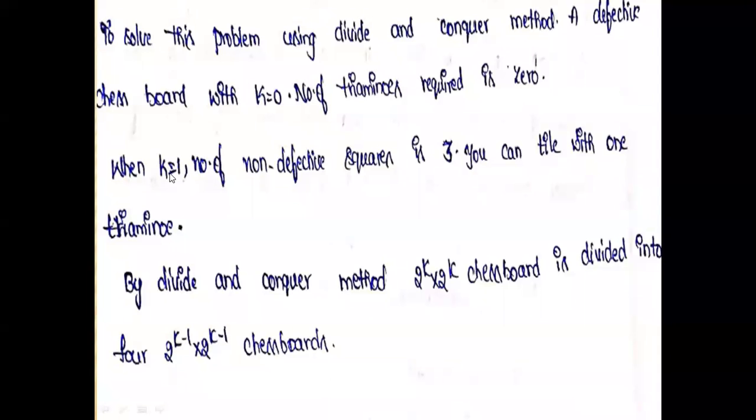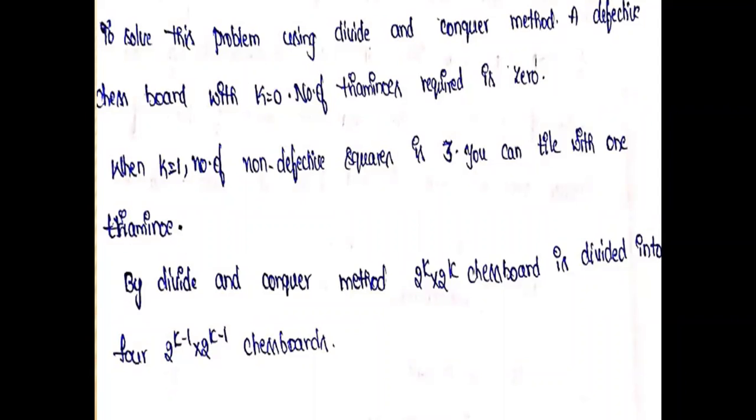Suppose k equal to 1. The k equal to 1 means the number of non-defective squares is 3. You can tile it with one triomino. That is, for k equal to 1, we are using only one triomino.